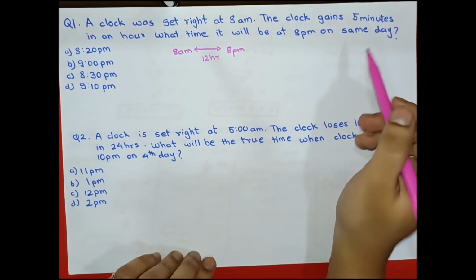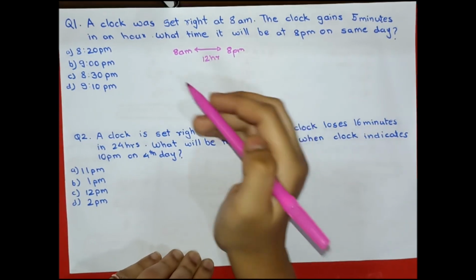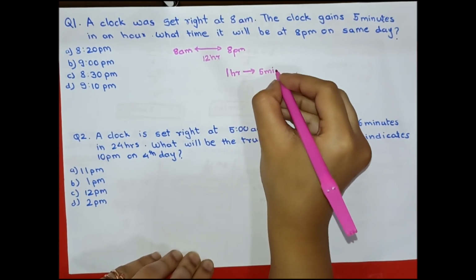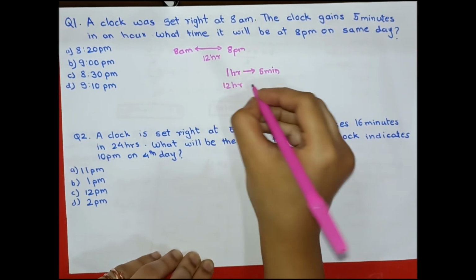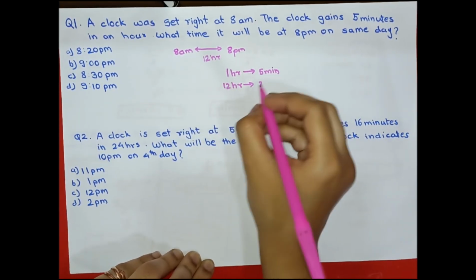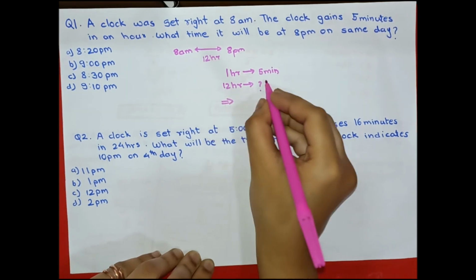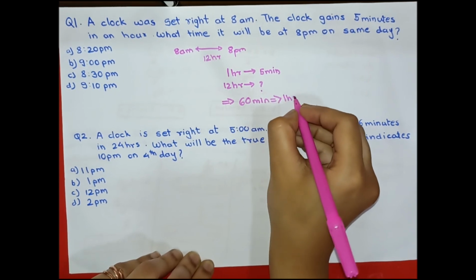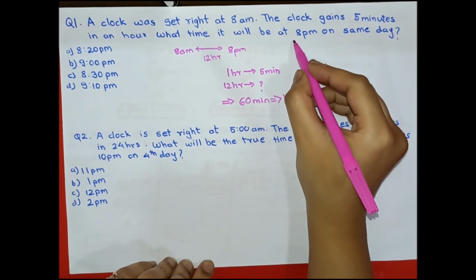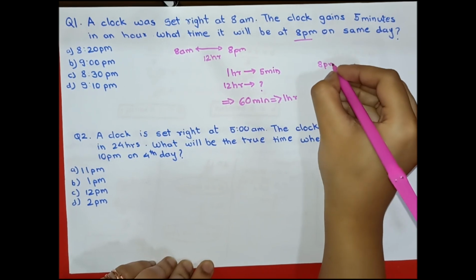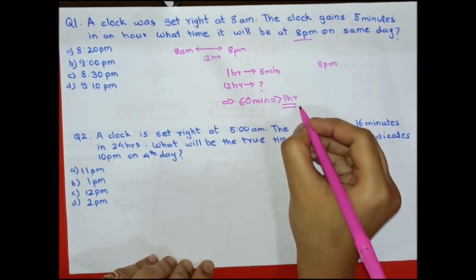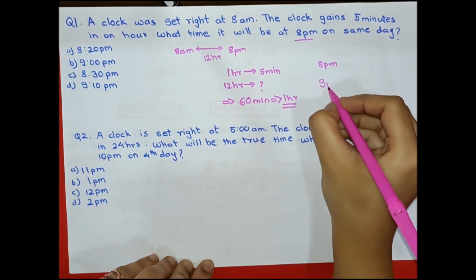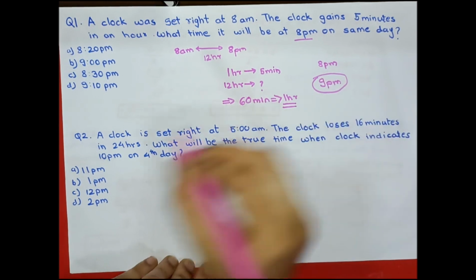But in the question it is said that the clock gains 5 minutes in an hour. So in 12 hours, how many minutes will it gain? Just cross multiply, we get 12 into 5 as 60 minutes, which is 1 hour. So the clock normally would be showing 8 p.m., but we found out that the clock has gained 1 hour. So instead of showing 8 p.m., the clock will show 9 p.m. So it is option B.